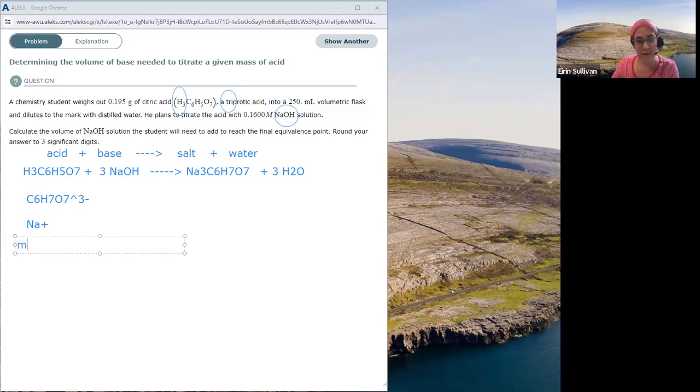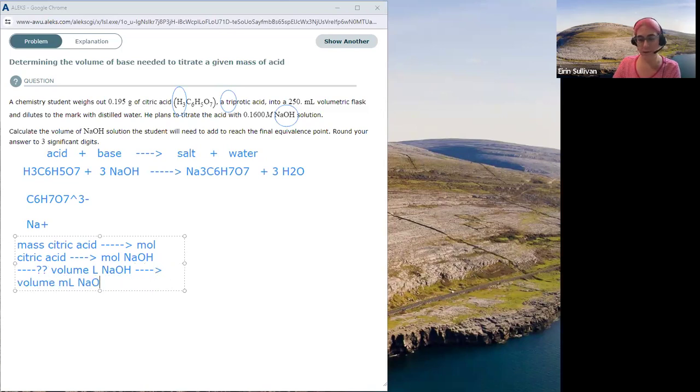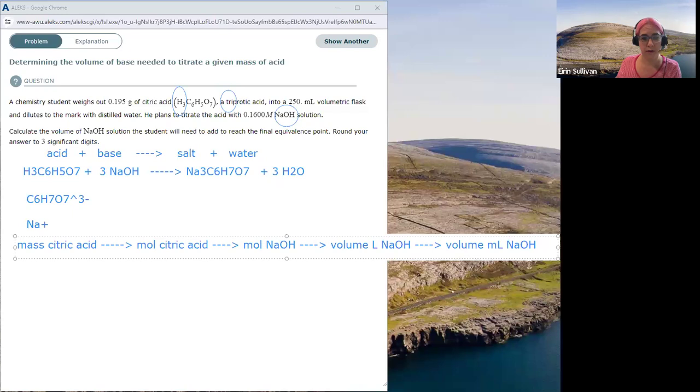So here's my plan: mass of citric acid to the moles of citric acid to the moles of sodium hydroxide to the volume in liters of sodium hydroxide, and then finally to the volume in milliliters of sodium hydroxide. So let's gather together all the equivalencies we're going to need to use as conversion factors. All right, I've got enough space.